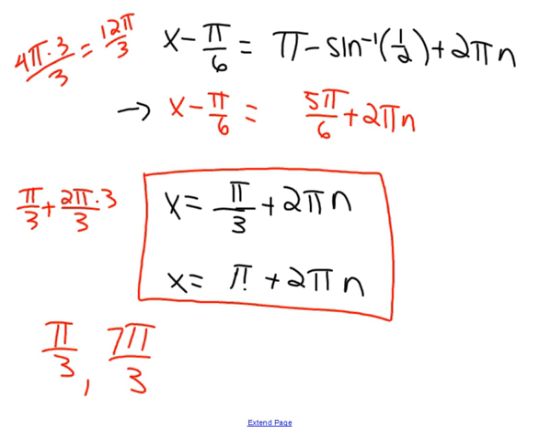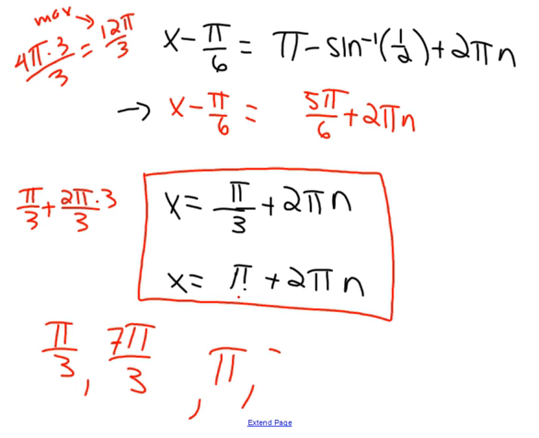12 pi over 3. So this is my max. And if I add 6 pi over 3 to 7 pi over 3, I will end up at 13 pi over 3, too big. So we're going to go to our other solution, the pi. And so pi is an answer.